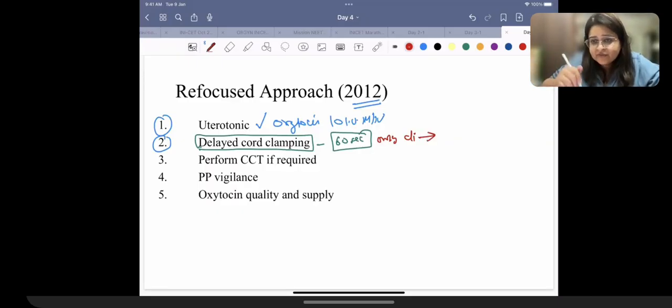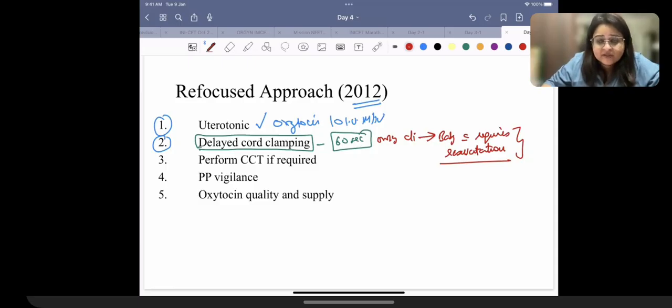And this came in the FMG exam of this year. It is a baby which requires resuscitation, not RH, not HIV. Okay, the only thing is a baby which requires resuscitation. That means a hypoxic baby, a distressed baby, a baby which is not crying at birth. You don't wait 1 minute for that baby, you clamp immediately and start neonatal resuscitation. Okay, so the only contraindication is a baby which requires resuscitation as per the WHO.